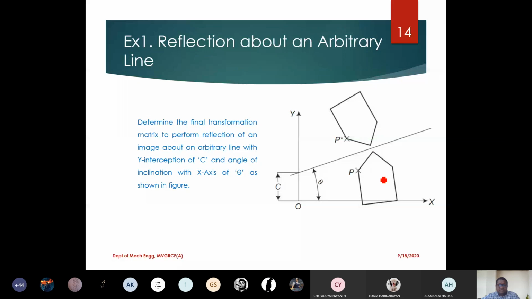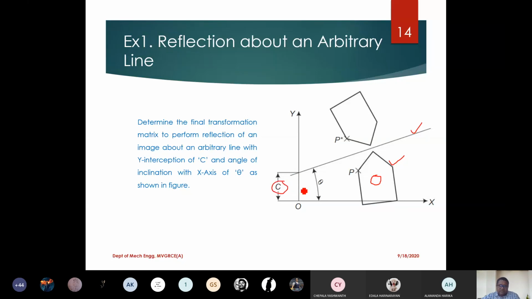This is the original object. As of now, don't think about this one. You think like you have a straight line and you have this object. This is actually your final requirement. So first of all, the first operation that you need to perform is this original object, along with the straight line, everything must be translated down by a distance of c units.